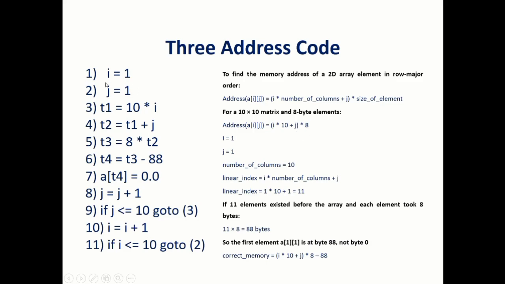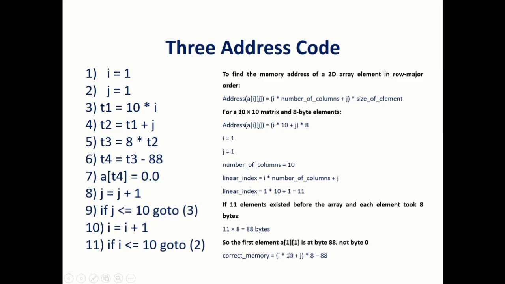We know that the I value and j value are going to be 1, and the number of rows and number of columns are going to be 10. Then find the linear index equal to I into number of columns plus j. I value 1 into number of columns 10 plus j value 1. Then compute 1 into 10 plus 1, which is 11. If 11 elements exist before the array and each element takes 8 bytes, that is 11 into 8, you will get 88 bytes. So the first element of A of ij, that is A of first row first column, is at 88 bytes, not byte 0.